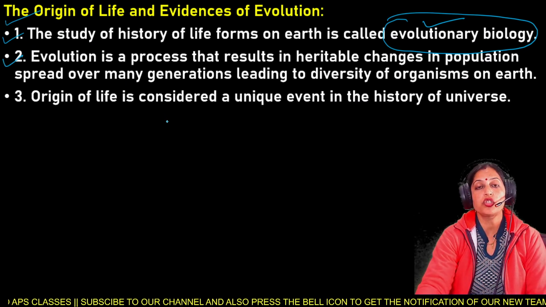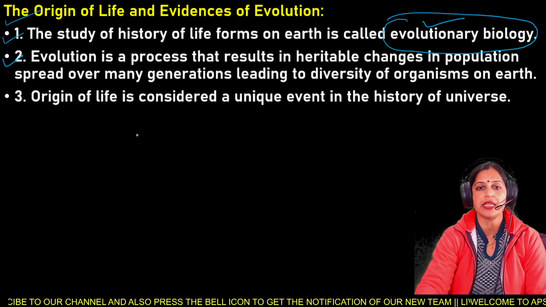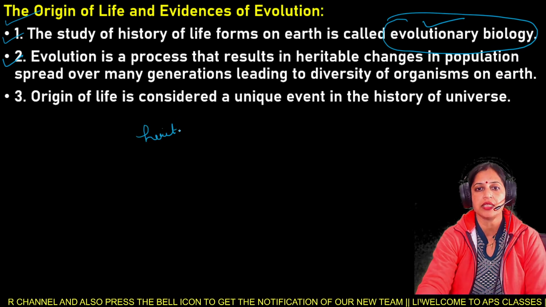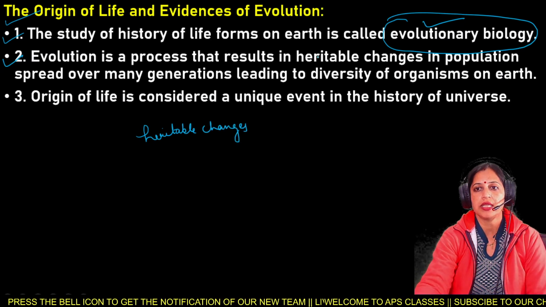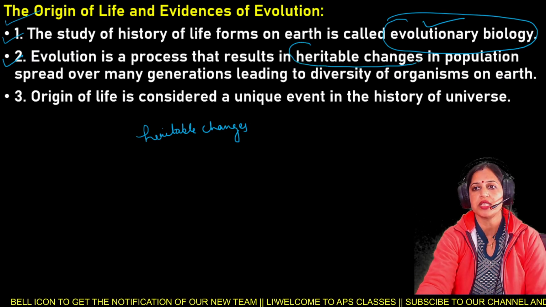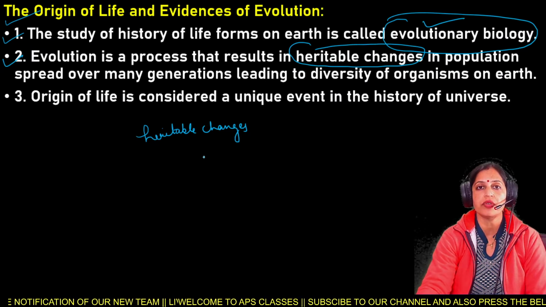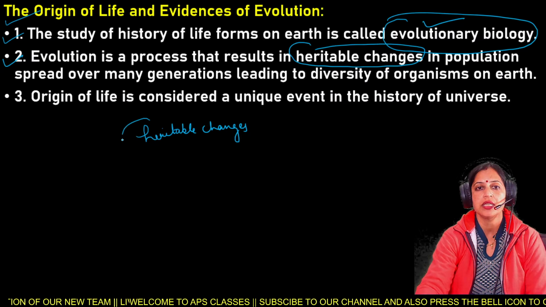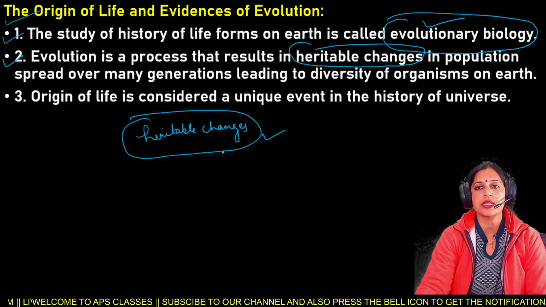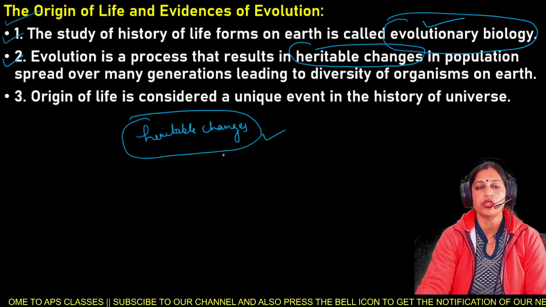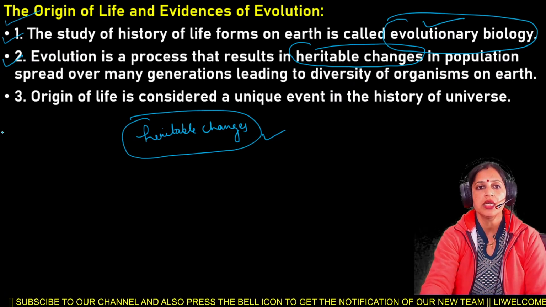Next, what do we mean by the term evolution? Evolution is a process that results in heritable changes in a population spread over many generations, leading to diversity of organisms on the earth.